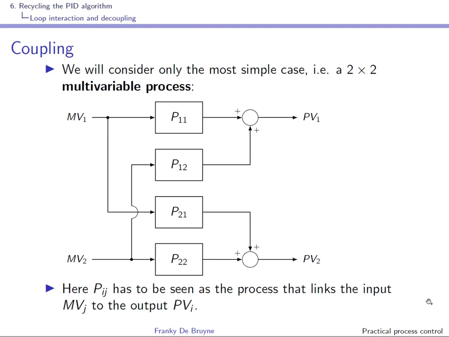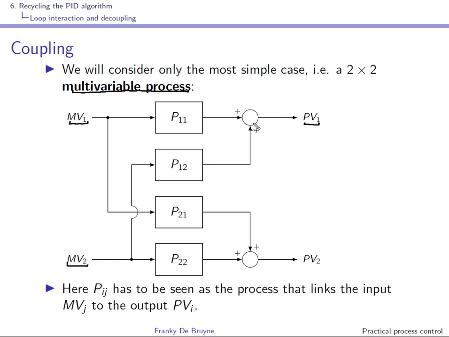In this last subsection of section 6, we look at loop interaction or coupling effects. We'll consider the most simple case, a 2x2 multivariable process. As you can see, the first output is influenced by the first input, but also by the second input. Here P11 is the relation from MV1 to PV1, and it is a dynamic relation, so this is a transfer function.